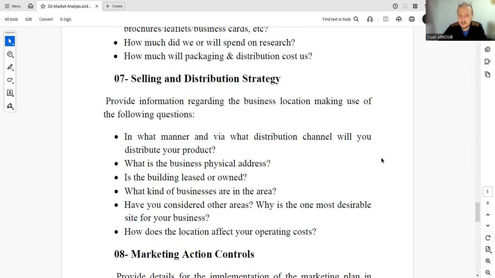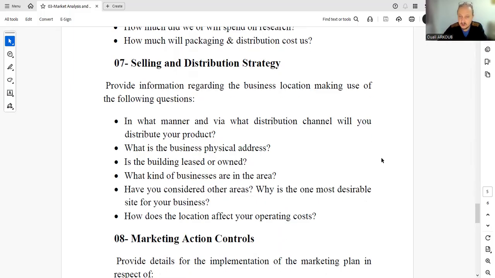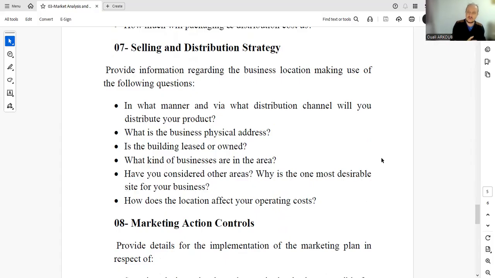Which is very important. Why is this the most desirable site for your business? How does the location affect your operating costs? The relationship between geographic location and the operating costs of the business.